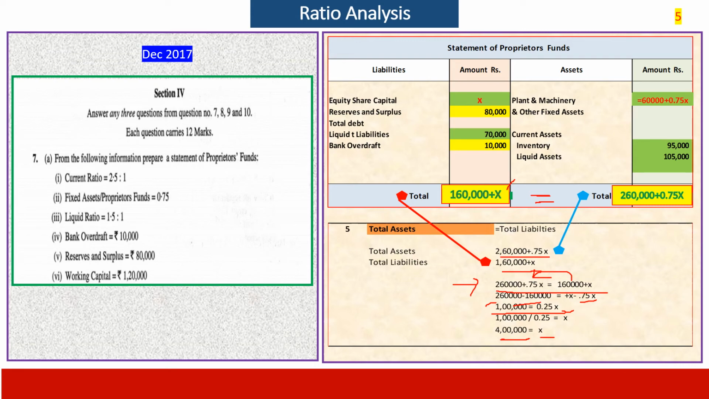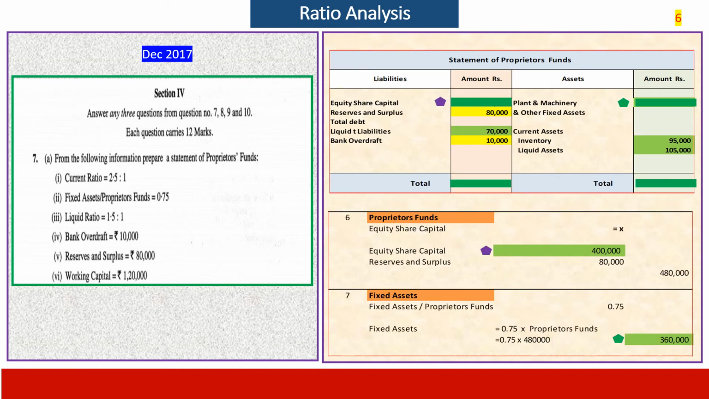Once you do that, now you know capital is equal to X, means 4 lakhs will come here. And this is 60,000 plus 3/4 of X. 3/4 means 3 lakhs. This is 3,60,000 and this is 4 lakhs. As simple as that. We go to the next sheet and we know that X is 4 lakhs. Post it. And this is 60,000 plus 3/4 of X. That is 3,60,000. Total comes to 5,60,000.